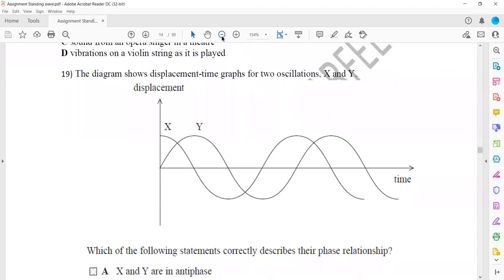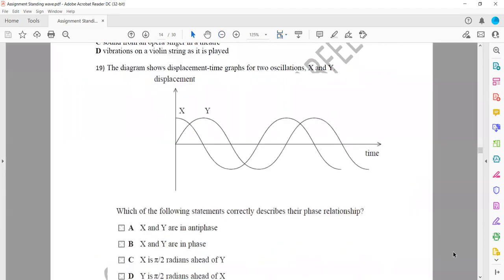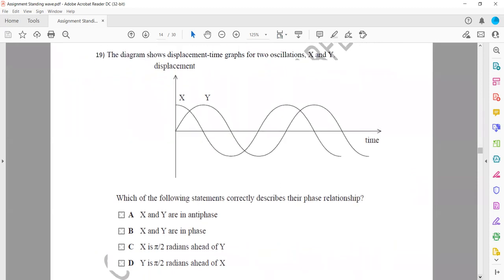The graph is there for displacement and time. So X has already started here for question 19. Because at time 0, X already has some vibration, which means X has already started. So X is ahead, X started first. So either C will be the answer or D.